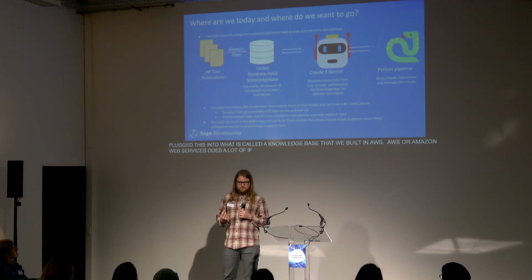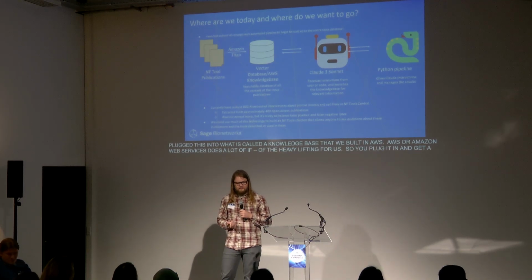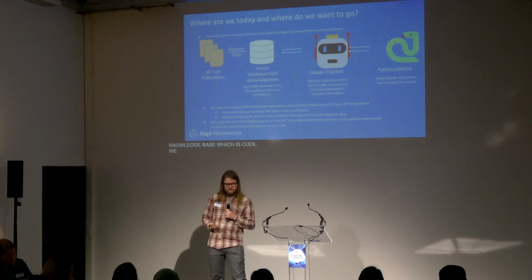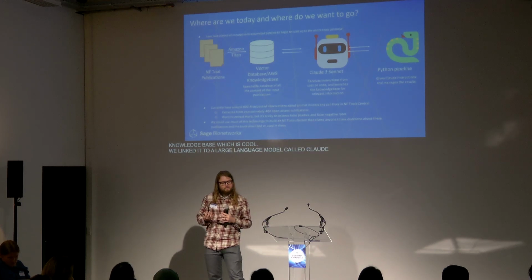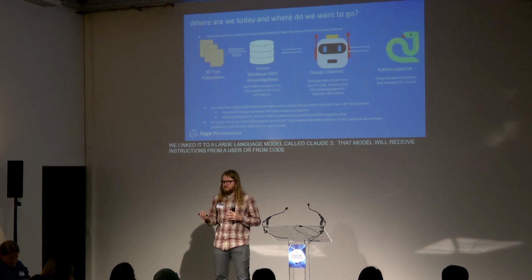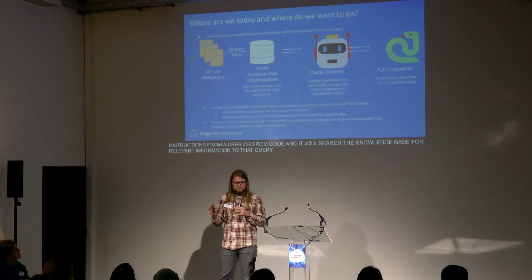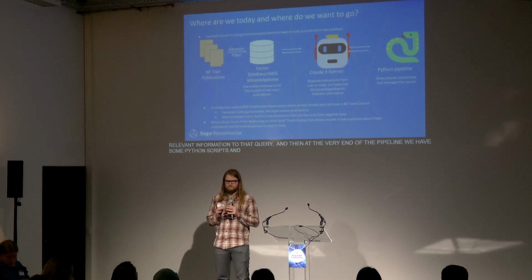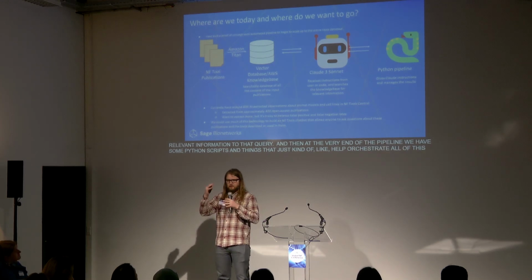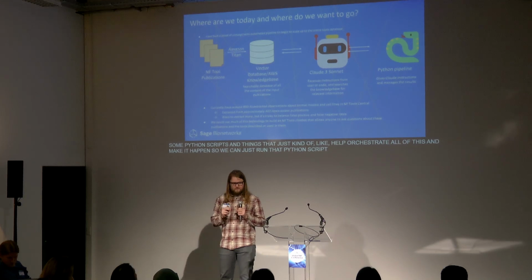And then we linked it to a large language model called Claude 3 Sonnet. At this stage, that model will receive instructions from either a user or from code, and it will search the knowledge base for relevant information to that query. And then at the very end of the pipeline, we have some Python scripts and things that just kind of help orchestrate all of this and make it happen. So we can just run that Python script and have Claude 3 go through all the tools in our database, go through all the publications in its knowledge base and start to pull things out.